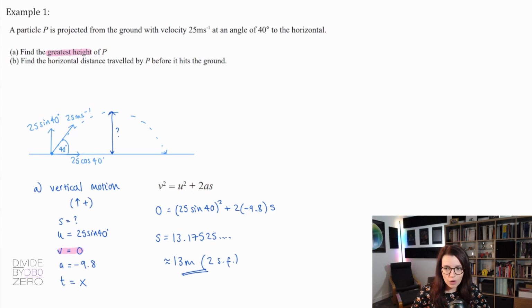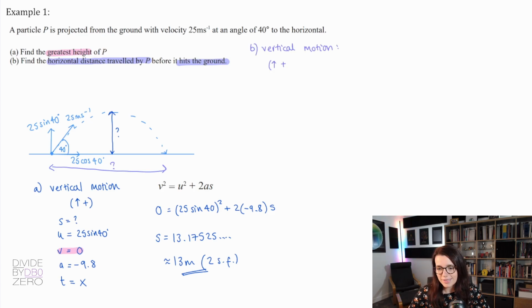Part B, they want the horizontal distance traveled by P before it hits the ground. So on the diagram, that will be this distance here. Now we need to consider the vertical motion and horizontal motion separately. You can do either direction first, but I'd probably start with the vertical motion. And again, I'm going to take up as positive and do a suvat. So from start to end, the displacement vertically would actually be 0.